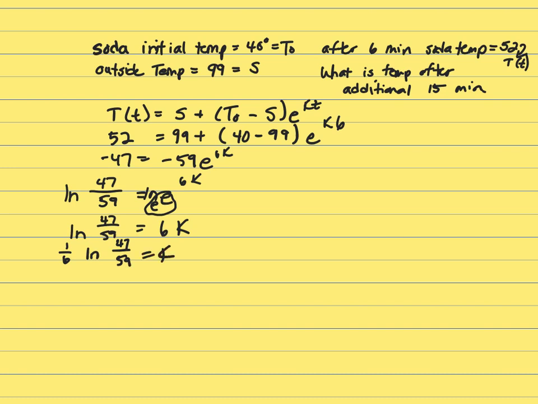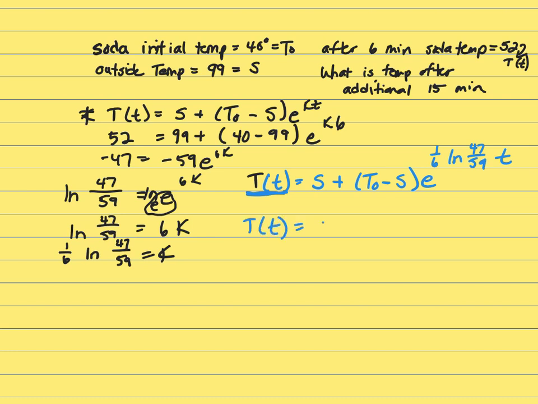And now you go back to your original equation and plug in K. So that's T of T, I'll change colors. T of T equals S plus T sub 0 minus S, E to the KT. And that's going to be 1/6 ln 47 over 59 times T. Now answer the question, what is the temperature after an additional 15 minutes? Well, you've gone 6 minutes and now 15 minutes, so that's going to be 21 minutes. So just plug in what you know.